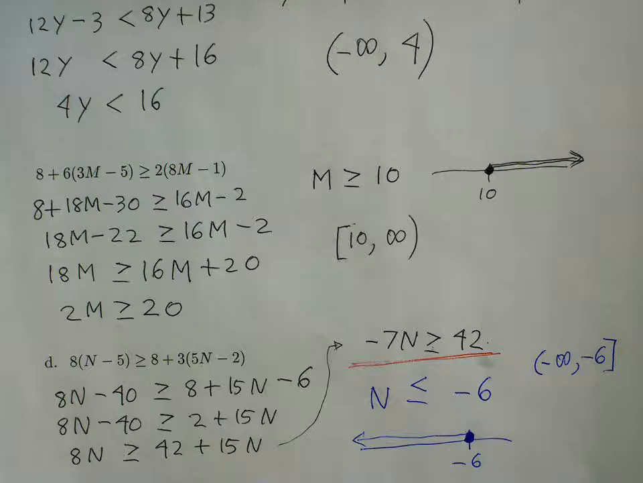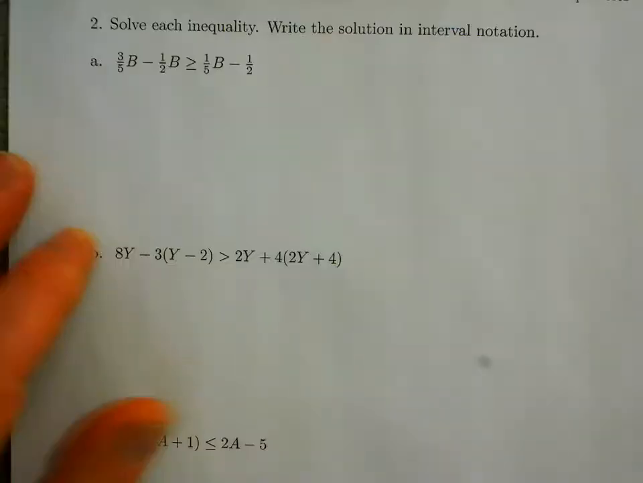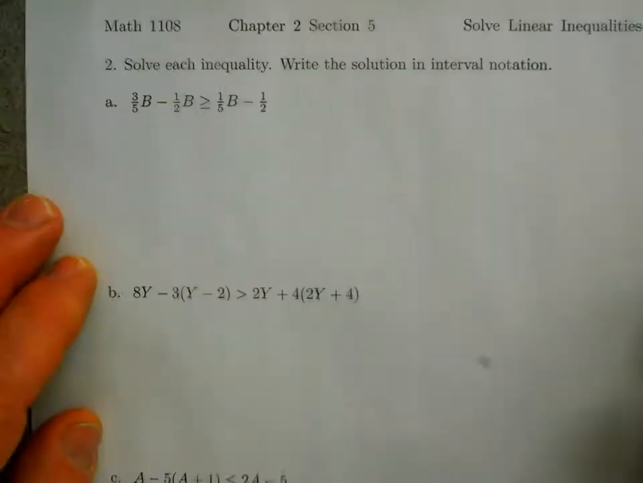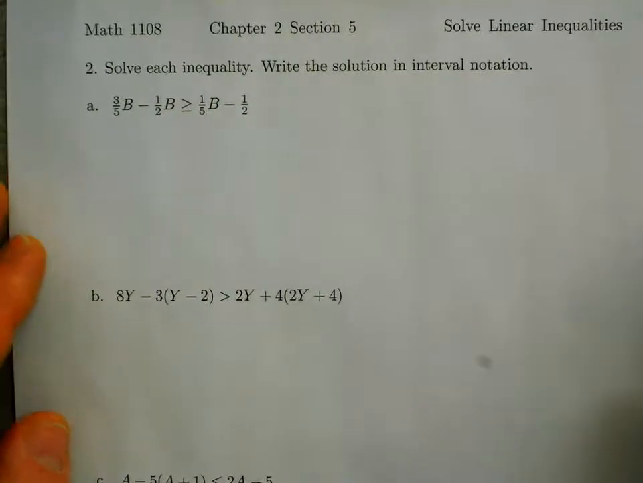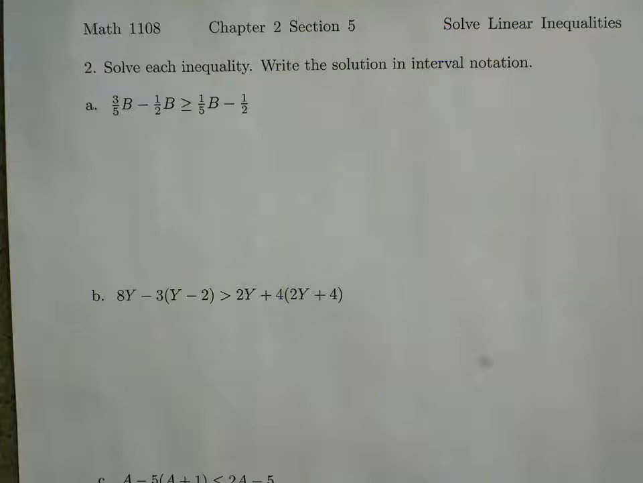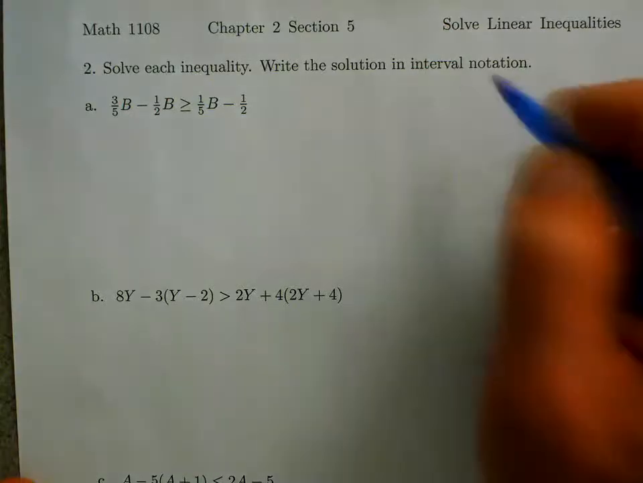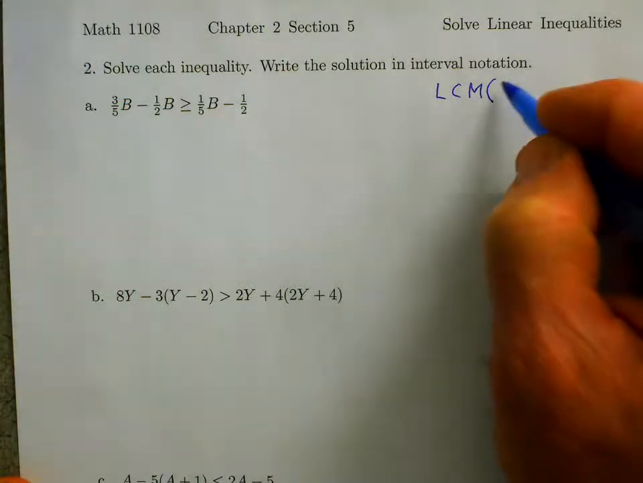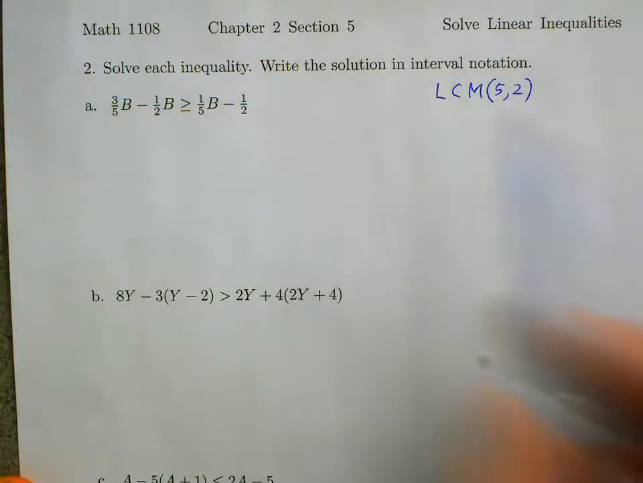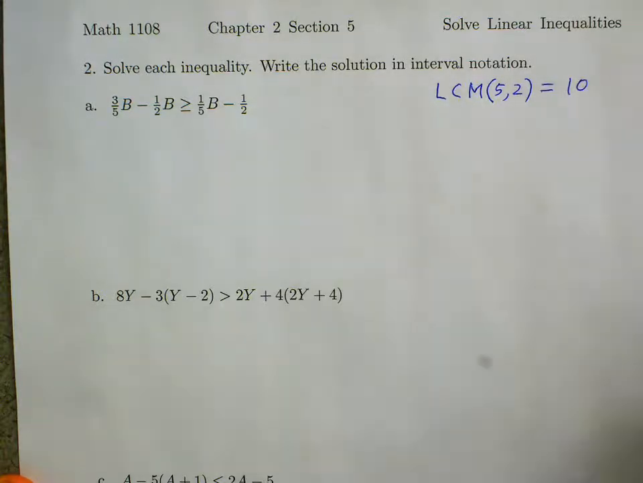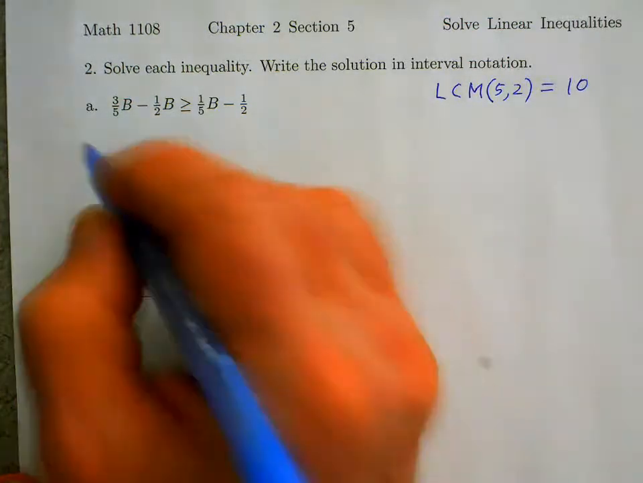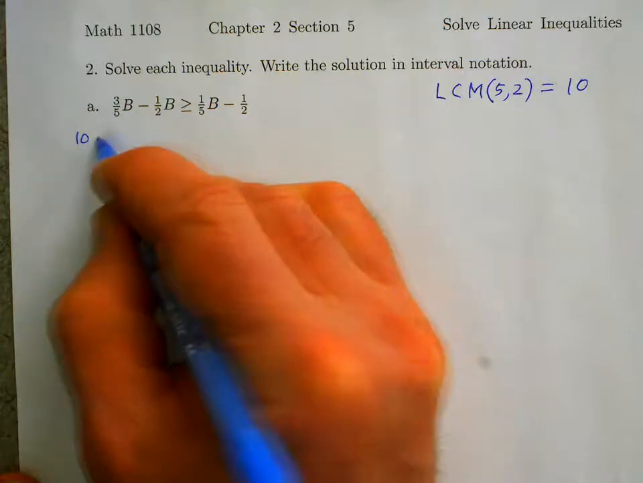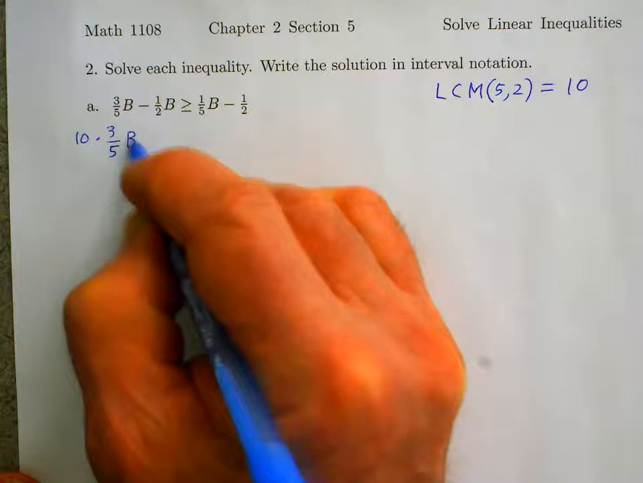Okay, let's get started on the next page. It's just more of the same on the next page. This one involves coefficients that are fractions. So let's find the least common denominator, or the least common multiple, of the denominators. There's just two different kinds of denominators, 5 and 2, so the least common multiple of 5 and 2 is 10. And so if we multiply every term on both sides by 10, we can clear the denominators.